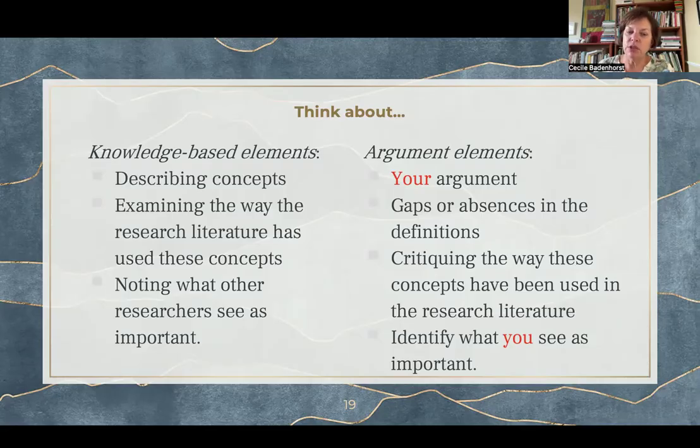So, in a way, what you're doing with the argument elements is deciding why some meanings are more important than other meanings, and then you're going to mark that for the reader. These are just to make a differentiation between the two levels of engagement with concepts. One is describing them as they are in the literature, and the other is positioning your argument around them.